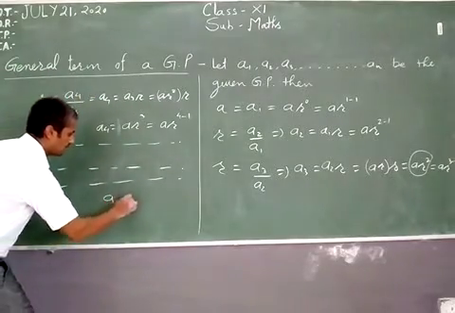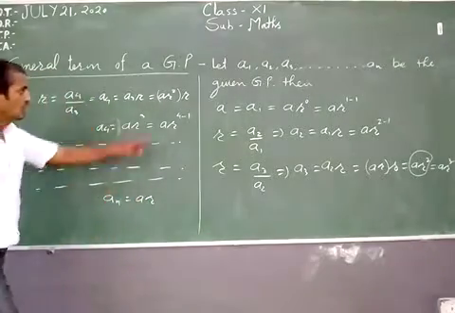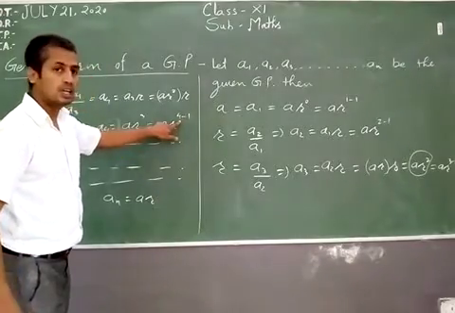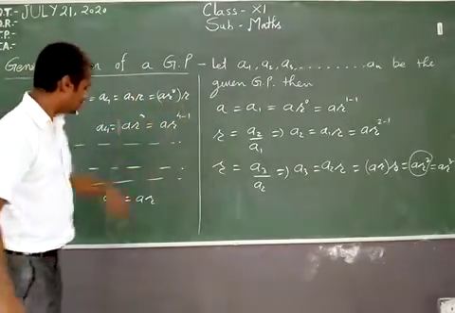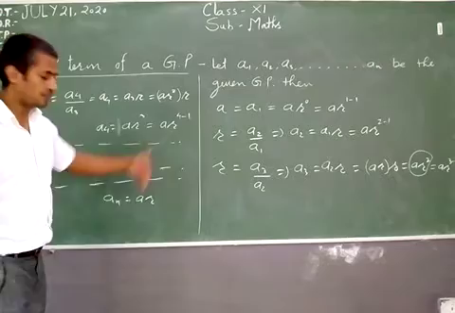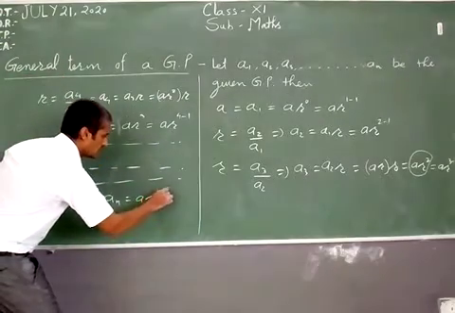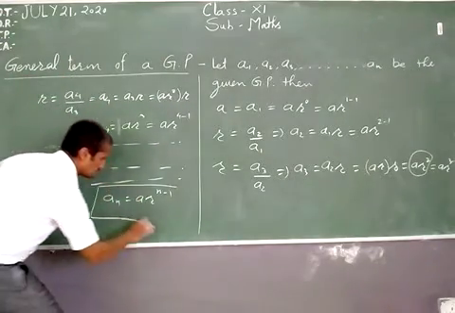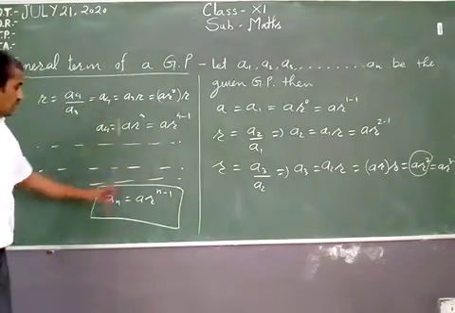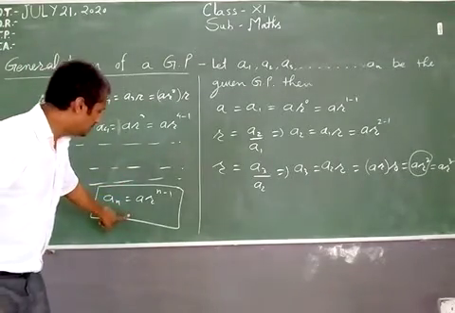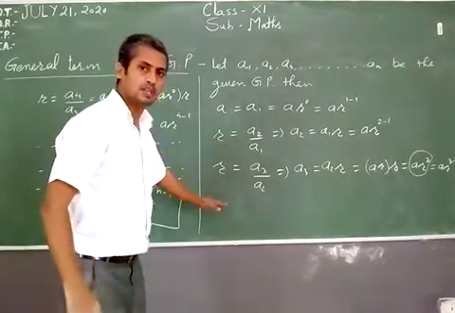For the nth term, we can write A into R power, where 4 is the number of the term. In place of the number of the term, we can use n minus 1. We can find the nth term of a GP using this method.